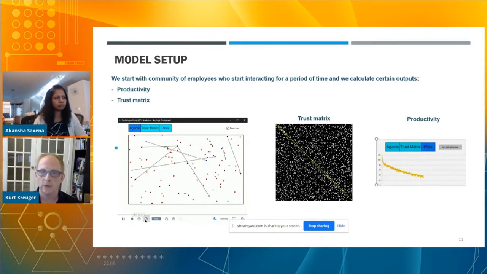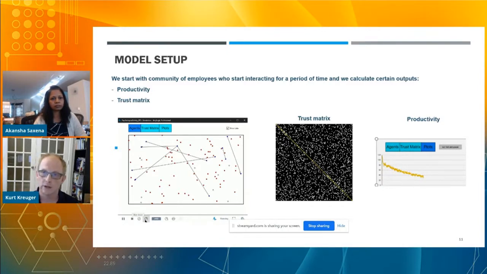And then in the middle one, we can see the trust matrix that we've built out, which is just showing a white square for high trusting relationships and a black square for a low trusting relationship. So this is a model with 100 agents, I believe. And so we can look at the trust dynamics over time, and we can see if we have a team where there's a high amount of trust or a low amount of trust, or maybe within a team there's certain sub-cliques that are forming. So this trust matrix allows us to explore that.